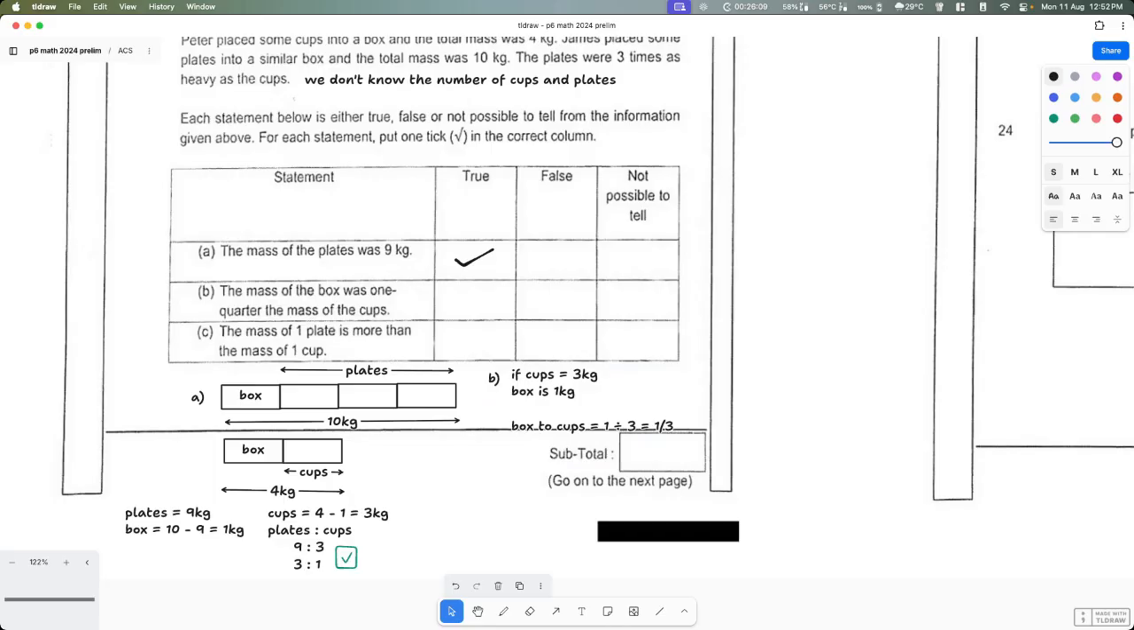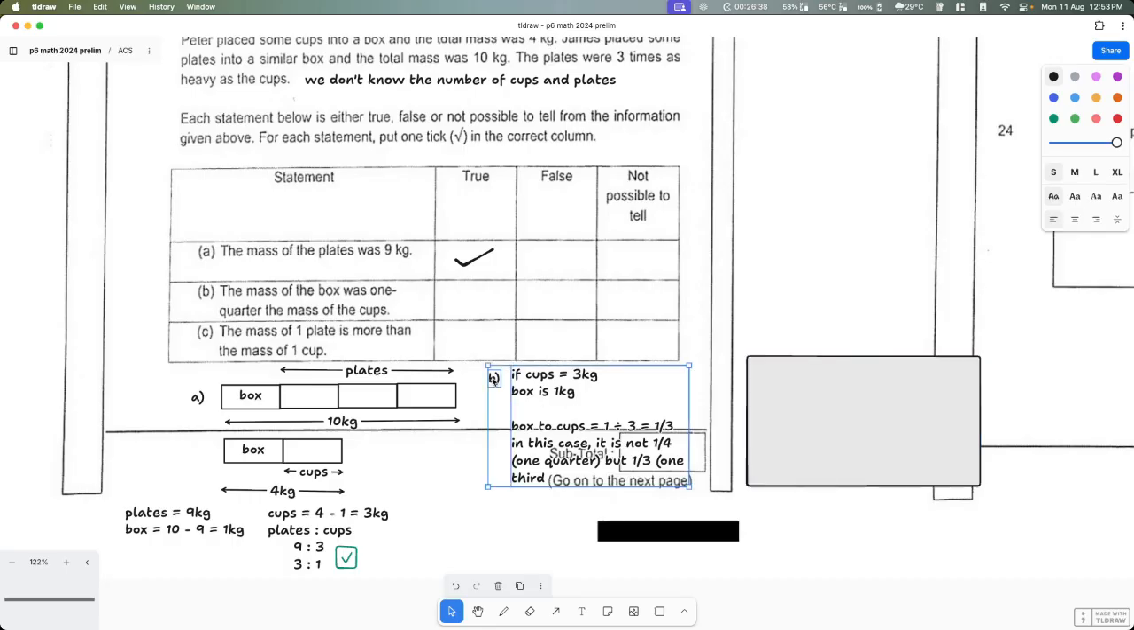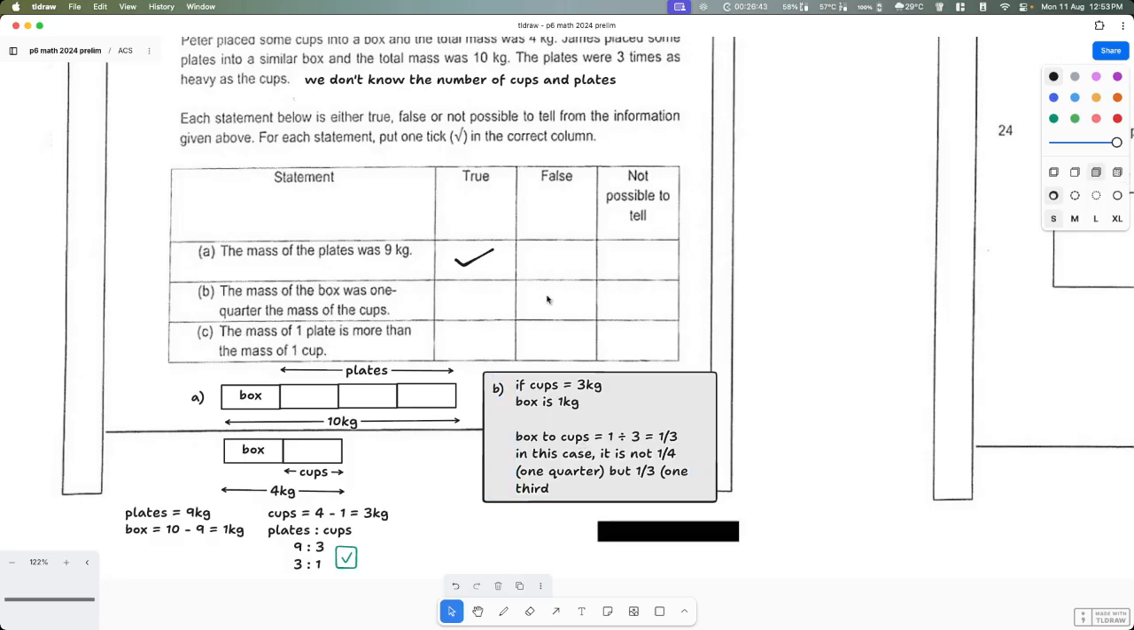So in this case, it is not 1/4, but 1/3. Okay, so for this case, that means this is false. So I'm gonna draw a rectangle over here, and maybe move this like this. Okay, so in this case it is false, right?